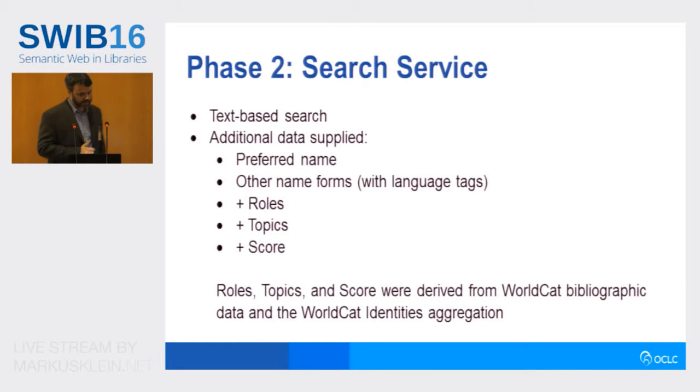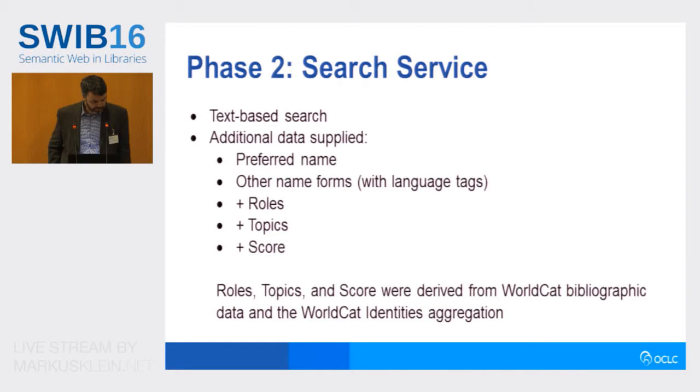So phase two, as I mentioned, was much more involved. This included a text-based search, and the data stored in the entity included a lot more. So we started storing a preferred name, or preferred names, and a bunch of different name forms, including language tags.